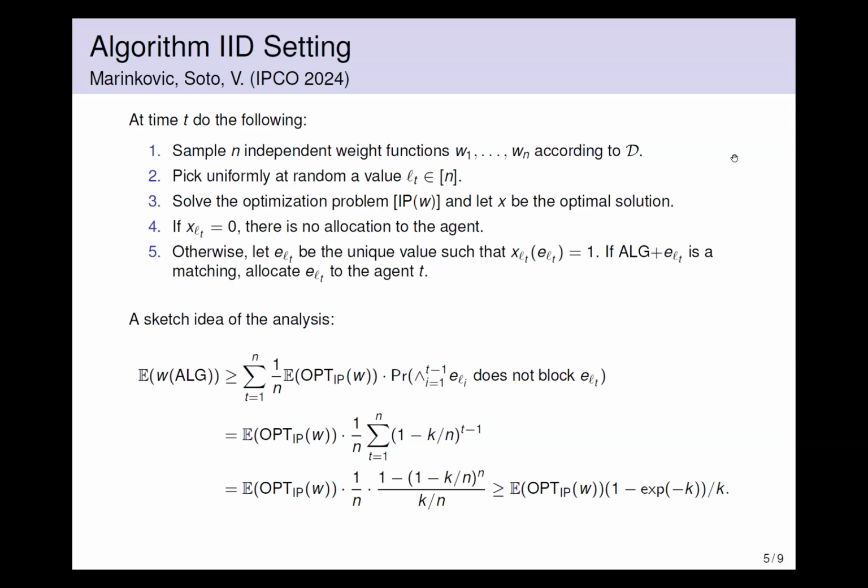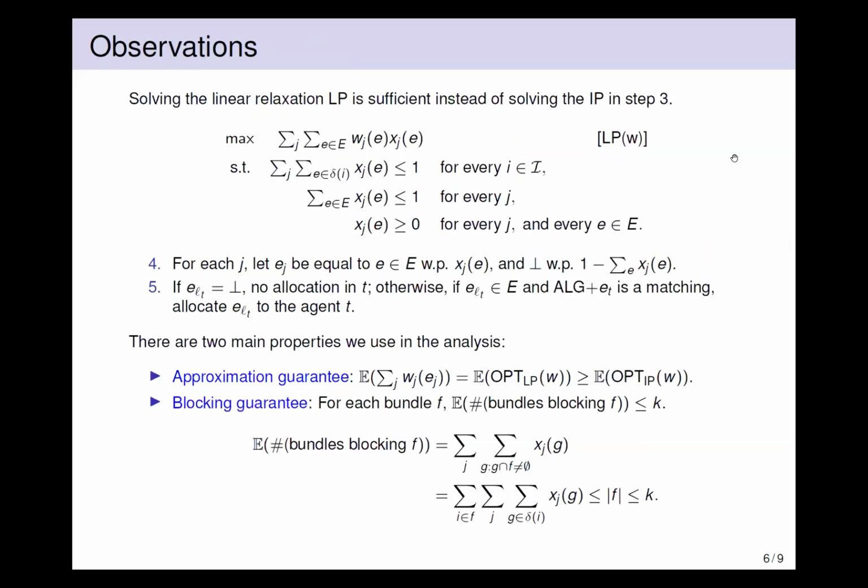Okay, let me comment on a few things about the algorithm. First of all, in the description, I used the IP, right? But of course, solving the IP is too much, so I don't want to solve the IP. The first observation is that I can use the LP, the linear relaxation. Then you have to change the algorithm a bit, but in a simple way. So let me describe it. What you essentially do is that the last 2 steps of the algorithm, you replace them in the following way. Instead of just looking at the integer allocation given by the IP, you will do the following.